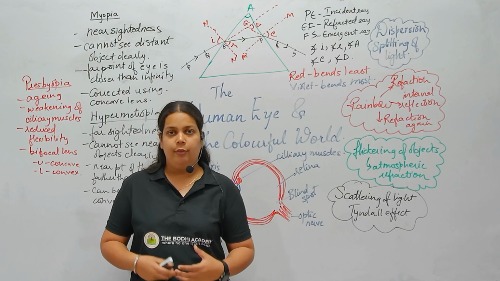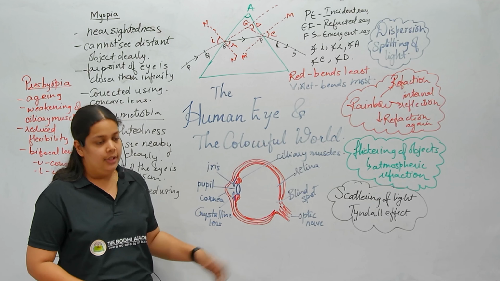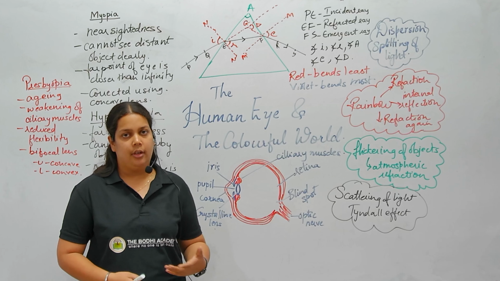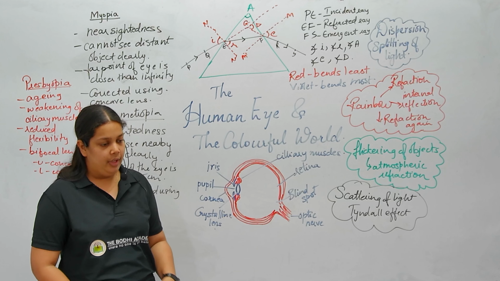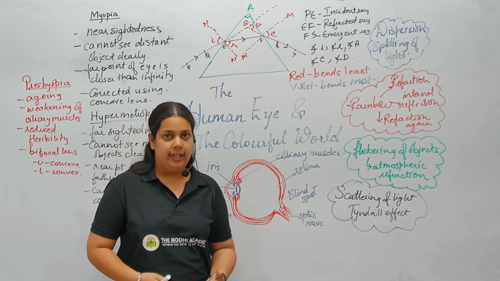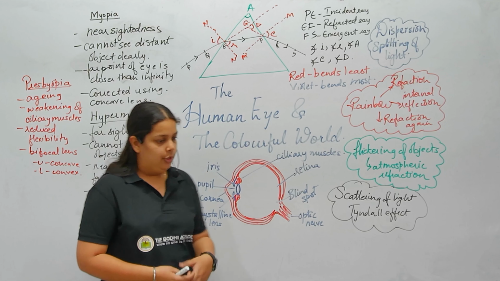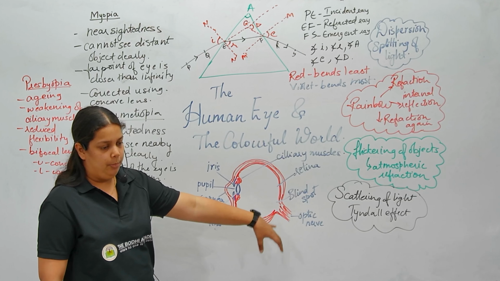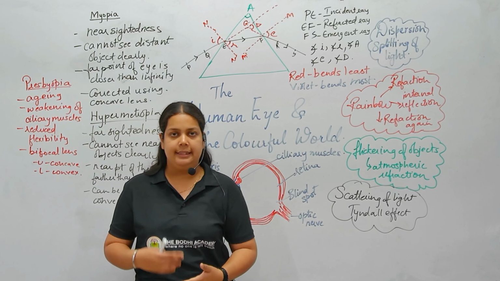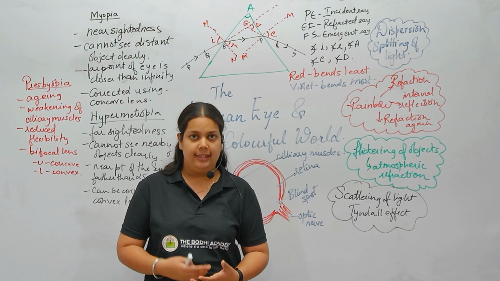So the eye forms a real and inverted image on the retina. The retina has numerous rod and cone cells which are light sensitive, and they generate electrical impulses, signals upon illumination. So signals are transmitted to the brain via the optic nerve, and the brain interprets these signals, allowing us to perceive the object as they are.